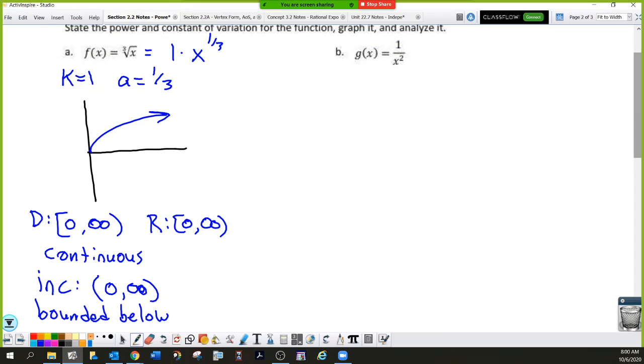1 over x squared. Again, authors completely ignored their own definition of a power function. They gave you positive and negative x's in the graph. I'm not going to. I'm only going to be looking at the positive x's. But I want to write it as a power function. Well, you could bring that x squared up to the top and make the exponent negative. So again, your constant is 1, but this time your exponent, your power, is negative 2.